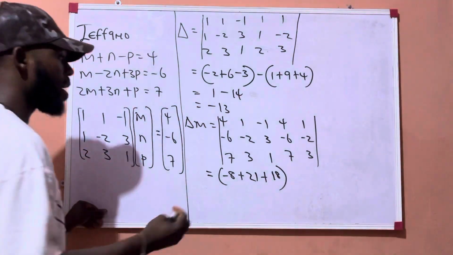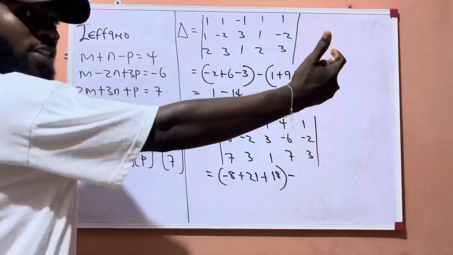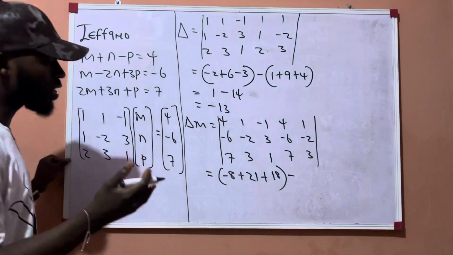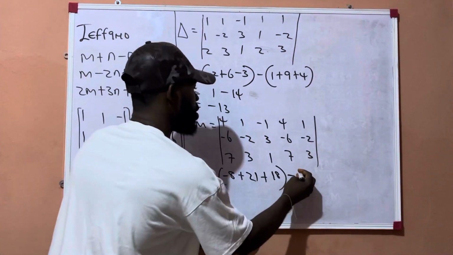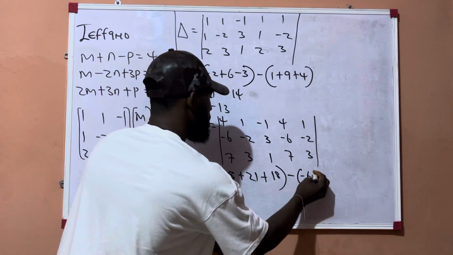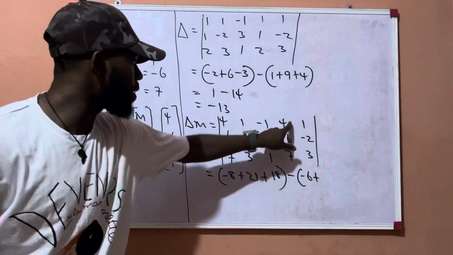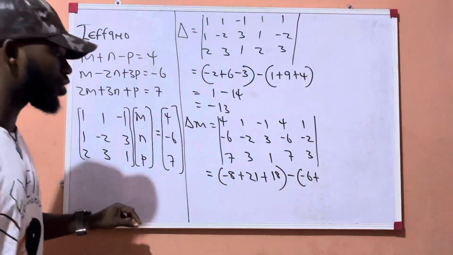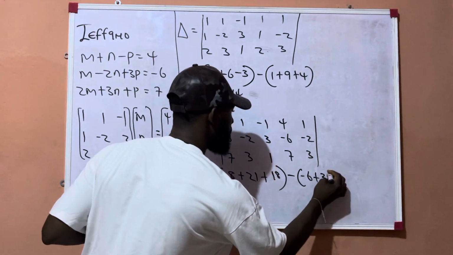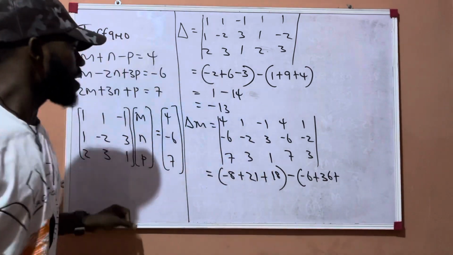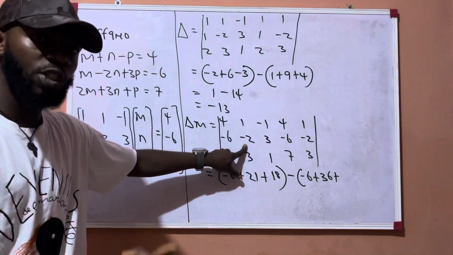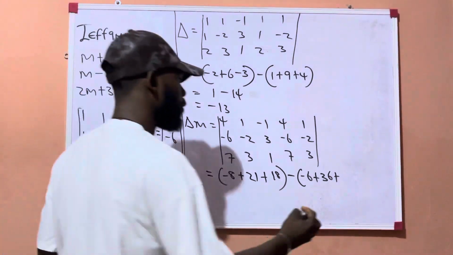Then we close our bracket. Minus. Now from the right to the left again, the same way. Now 1 times minus 6 gives us minus 6. Minus 6 times 1 gives us minus 6. Plus. Now 4 times 3 gives us 12. And 12 times 3 gives us 36. Plus. Now minus 1 times minus 2 gives us 2, because minus times minus is plus. Then 2 times 7 gives us 14.